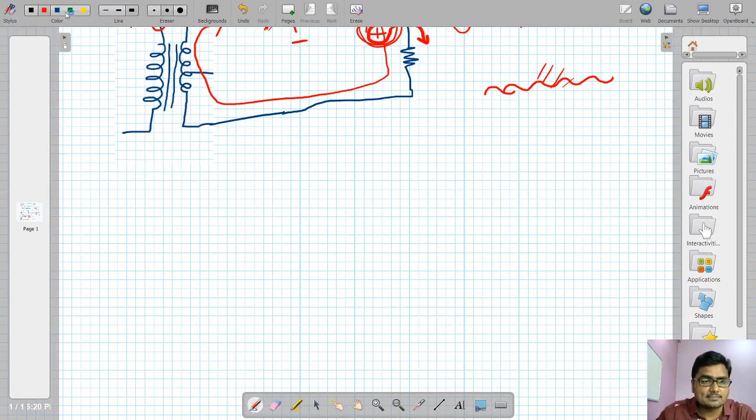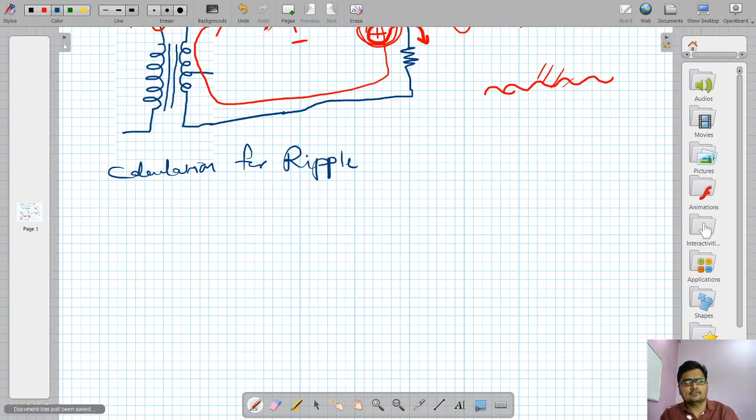What is the next part? Next part is, let me write it as calculation for ripple. Now see, calculation for ripple is also so simple. I'm telling you it's simple because I'm going to use two ready-made equations. Is it? Now before starting with what I am doing exactly, I'll tell you that the output of a full wave rectifier, that is this.